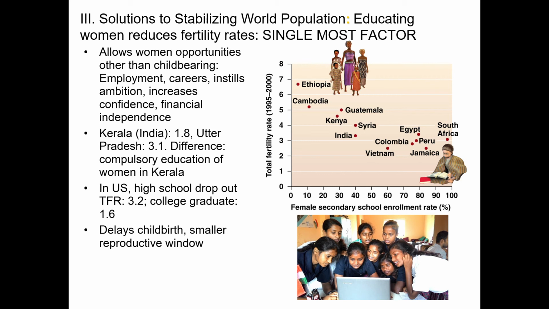We see in the different states of India, one of the most, they have compulsory education for women, and it's one of the highest literacy rates in the world, is a state in India, Kerala, and their total fertility rate is 1.8. The state very close by is Uttar Pradesh. They do not have compulsory education for women, and their TFR is 3.1. The average age of marriage in Uttar Pradesh, I think, is 18. In Kerala, I think it's 28 just to get married.